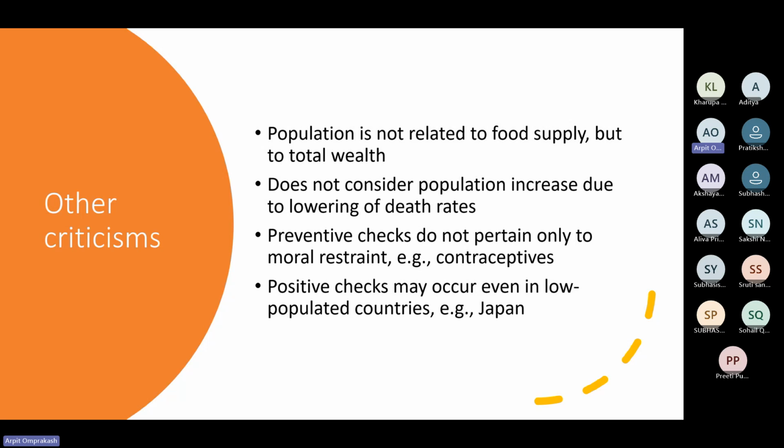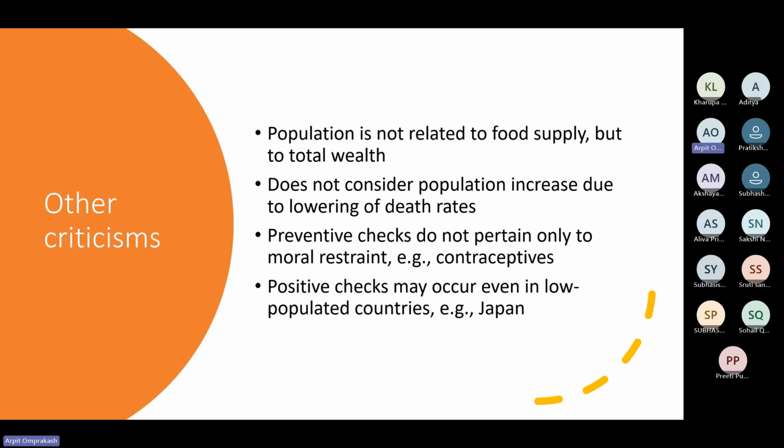The third thing is preventative checks do not pertain to only moral restraints. So now we have contraceptive methods and other things, sterilization programs and things like that, which basically lead to a decrease in population. So these might not only be dependent on moral restraint.